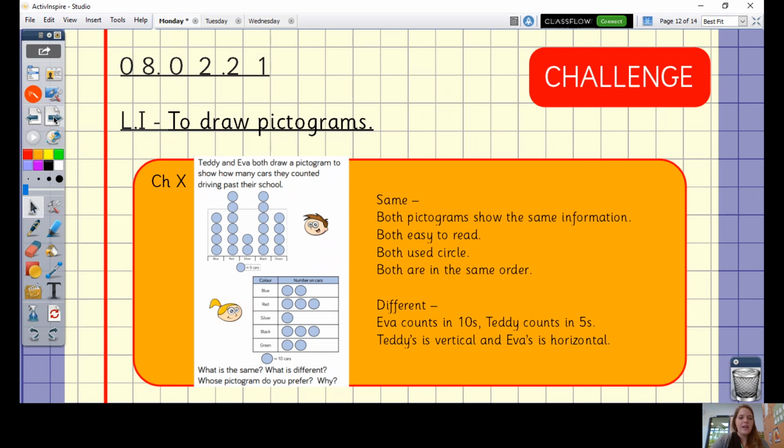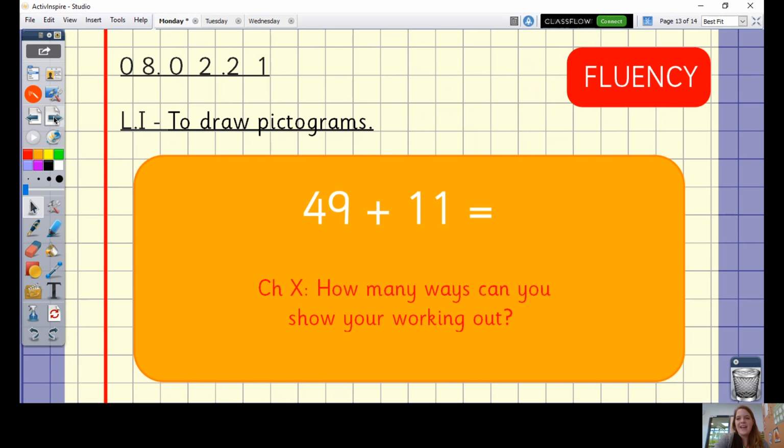Okay. Finally then, for our fluency number sentence to end our maths today, 49 add 11. Okay, you may want to draw me base 10 to help you. You may want to draw a number line. You may want to draw 10 frames to help you. Have a go at showing me how many ways you can show your workings out.